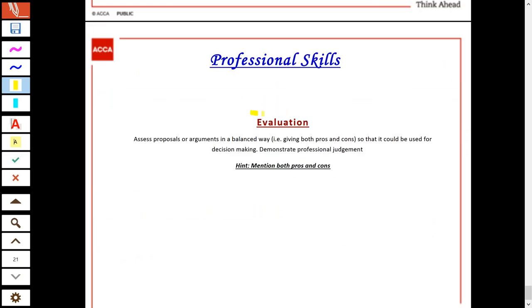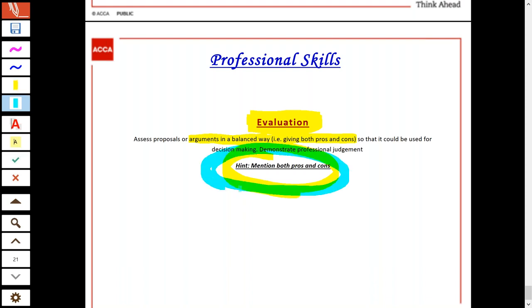In these questions, we have been asked to demonstrate evaluation skills. What is evaluation skill? Evaluation skill simply means to give arguments in a balanced way. What is the meaning of balanced way? That is giving both pros and cons, so that it could be used for decision making. When you are evaluating a proposal for the board of directors, you need to talk about both pros and cons. To score good marks in evaluation skill, just make sure that you have mentioned both pros and cons.